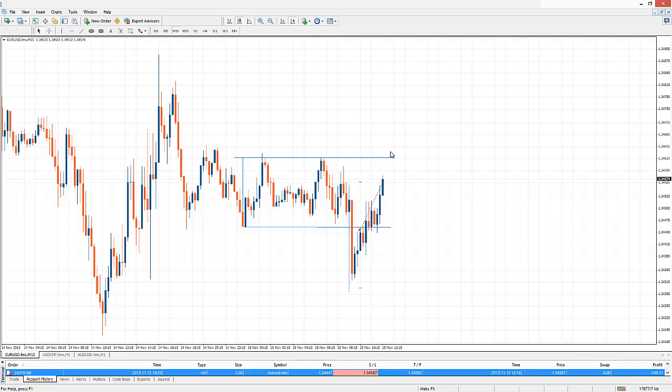You could either put the stop above the high here, but in this case I've put it above resistance inside the rectangle, and obviously we've got stopped on that.